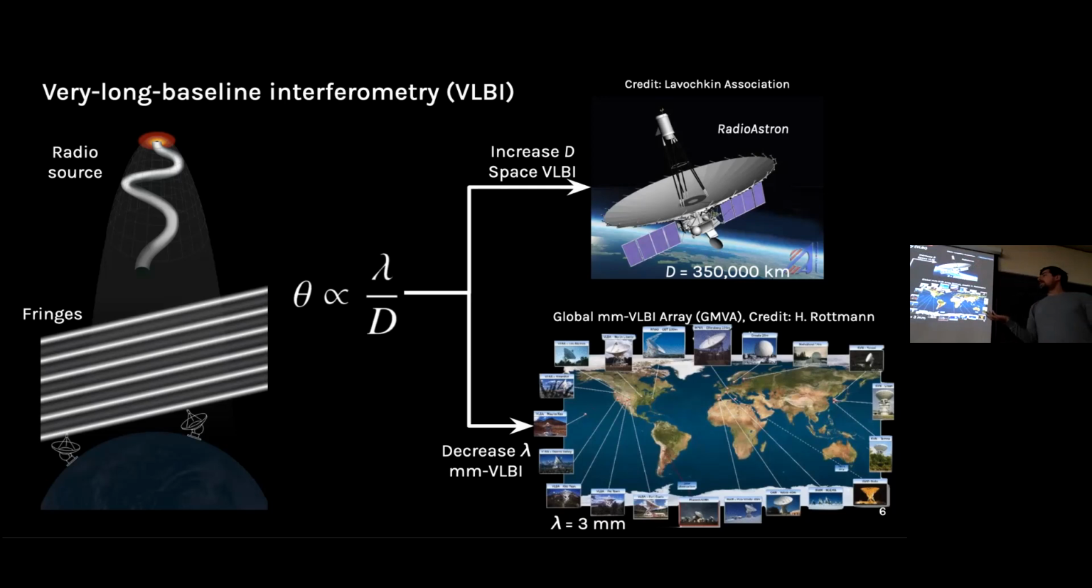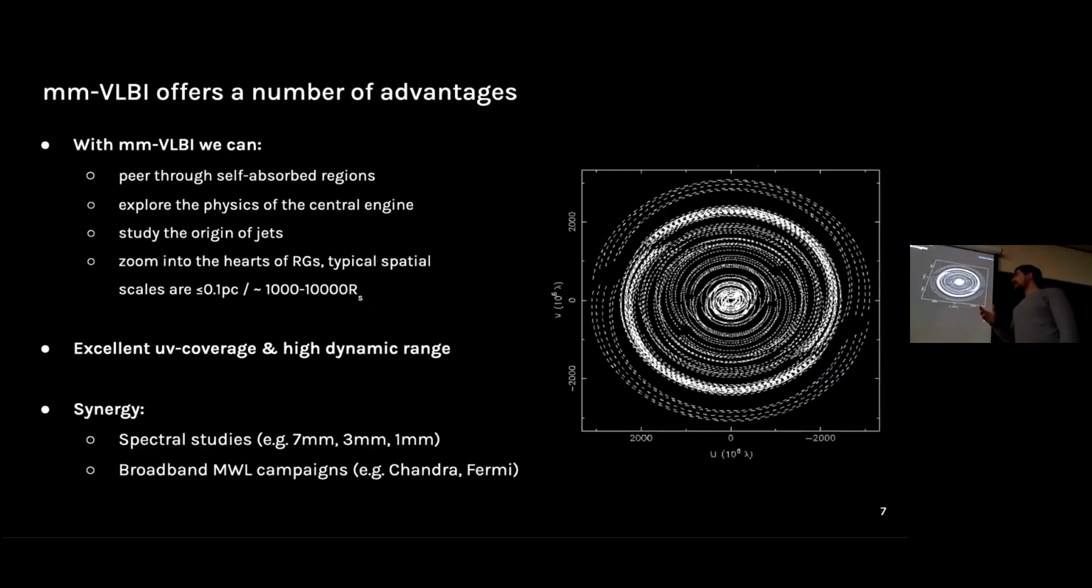So this can be achieved two ways. Either we increase the baseline, and then we have to go to space, because the distance between two telescopes on the Earth is limited, but if we go to space, we can get larger distances. Or we can decrease the wavelength of observation. And here, for example, I show an array that we use at 3 millimeters, called the global mm-VLBI array. And in our work, we chose to go with the latter.